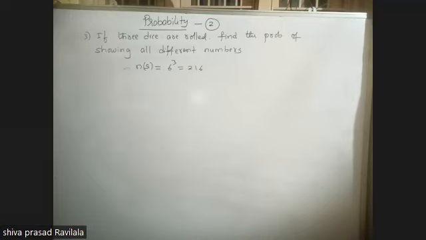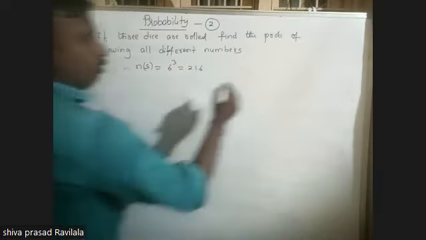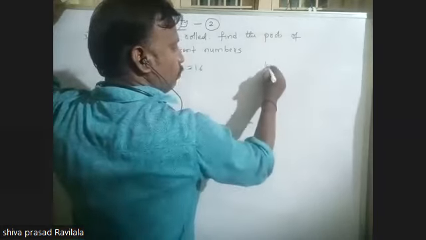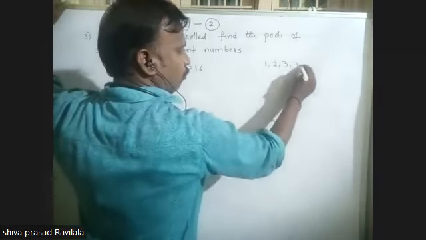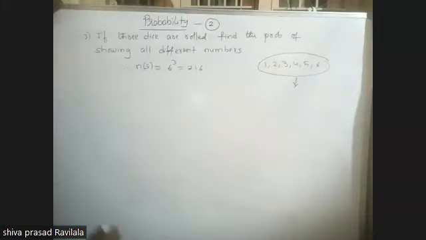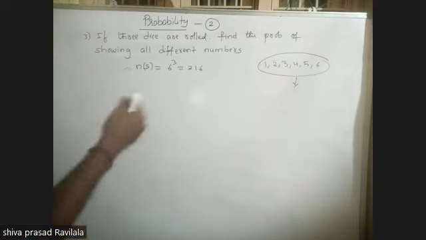Find the probability of showing all different numbers. Don't write all this, Nana. Actually, when one die is taken, how many faces does a die have? 1, 2, 3, 4, 5, 6. Every die has these 6 faces, unless we change them. 6 faces means dots: 1 dot, 2 dots, 3 dots, 4 dots, 5 dots, 6 dots.